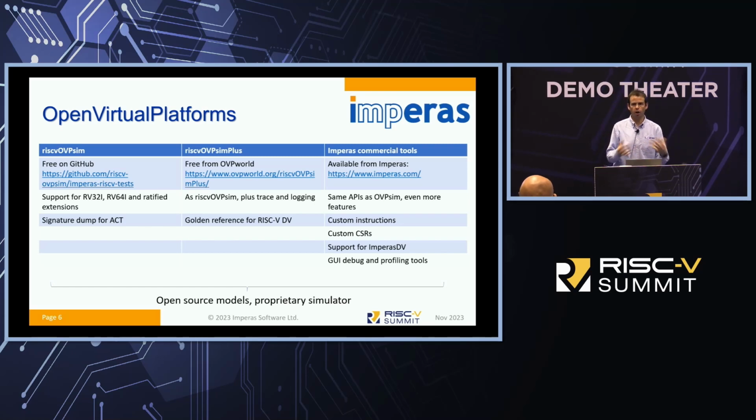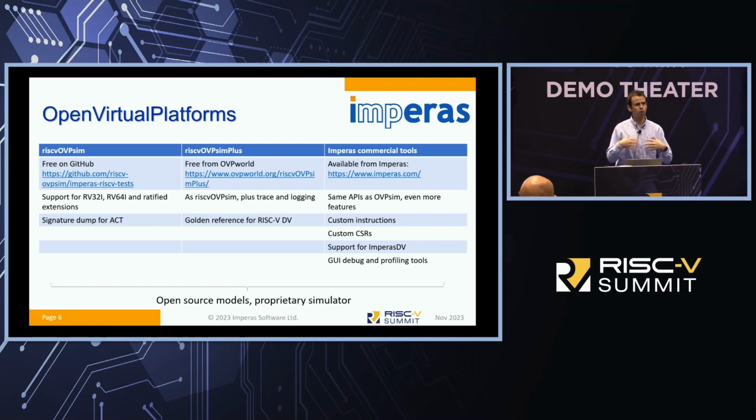Then we have an enhanced version of that called RISC-V OVP Sim Plus. That's available from the OVP World website. Again, it's still free even for commercial use. And that adds some additional functionality in terms of tracing and logging. And if you use RISC-V DV for device verification, it can also work as a golden reference model within the RISC-V DV framework. And then we've got our commercial models, and that's a similar structure.